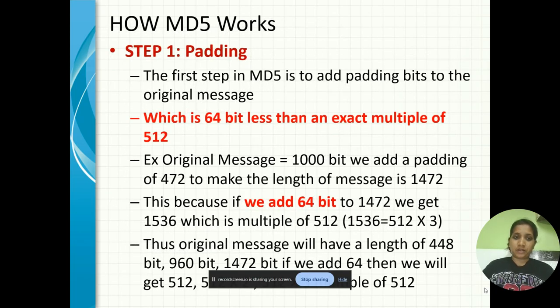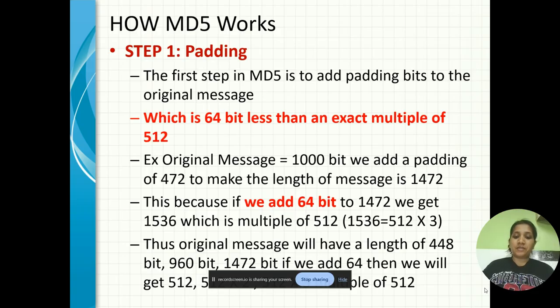How MD5 works. Step 1 is padding. The first step in MD5 is to add padding bits to the original message, so that its length is 64 bits less than an exact multiple of 512. Example: original message 1000 bits, we add padding of 472 to make the length of the message 1472. This is because if we add 64 bits to 1472, we get 1536, which is a multiple of 512. So 1536 equals 512 into 3.